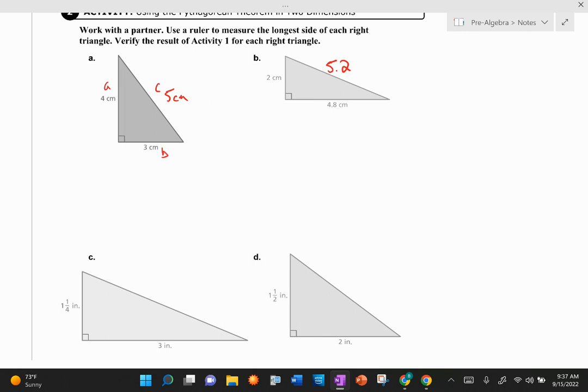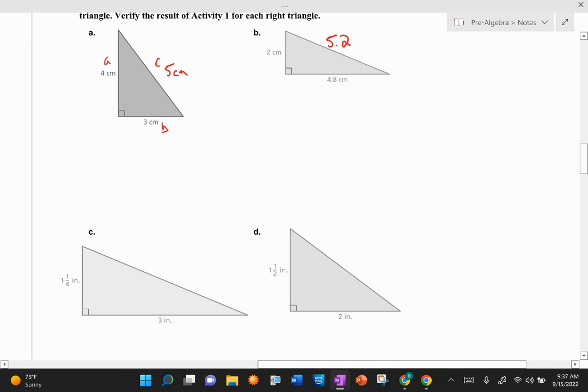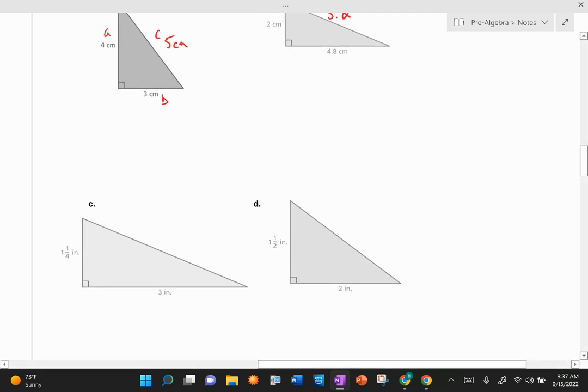Same with B. 5.2 is bigger than 4.8, bigger than 2, but not bigger than 6.8. So it fits in there too. So you can use that as a quick little check. Obviously, if you did a little math wrong, you could still get it wrong, but that's a good way to see where you're at.